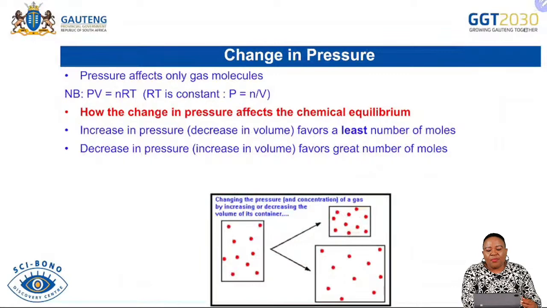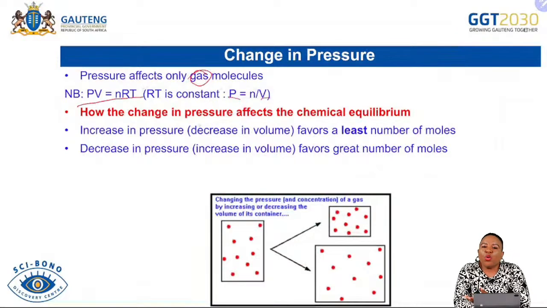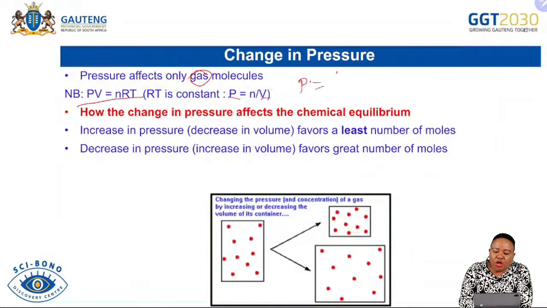So why does a change in pressure affect the chemical equilibrium? We know that pressure affects only gas molecules, and from Boyle's law we know the relationship between pressure and volume. So how are we going to increase and decrease our pressure? Definitely volume will be involved, because there is a relationship between pressure and volume. If you increase volume, pressure will decrease, because pressure is inversely proportional to volume. So the increase in volume will decrease the pressure, and the decrease in volume will increase the pressure.